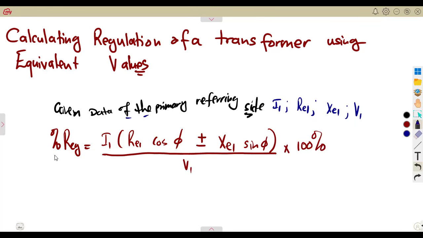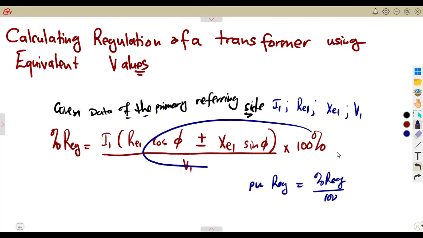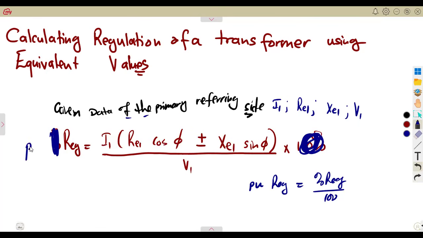Remember the relationship that we had. To obtain per unit regulation, it is simply the percentage regulation divided by 100. Whatever you're having, if you divide it by 100, if you remove the 100% here, you're calculating per unit regulation. The moment you multiply by 100% like this, you are now having percentage regulation. So that is the relationship, guys.